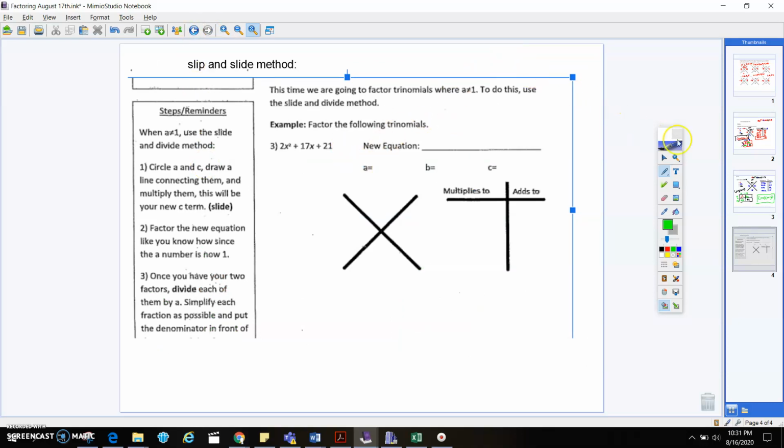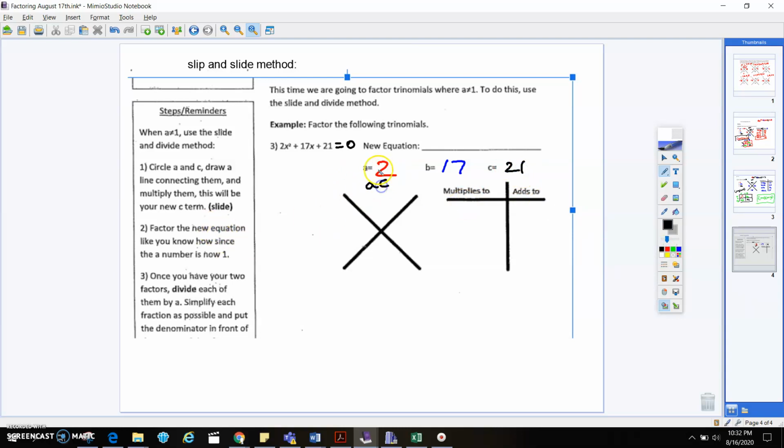Okay? Alright, so this is a fun one. I'm going to teach you kind of like a little trick method in just a second. So I know most of us don't like the box, so I'm going to teach you the slip and slide method. So the first thing you want to do is make sure this is in standard form, which it already is. And then you're going to identify your A, B, and C terms. Okay, so your A term is 2, your B term is 17, and then your C term is 21. Okay? And that should be easy to identify at this point.